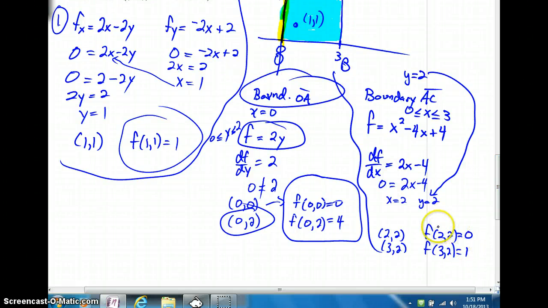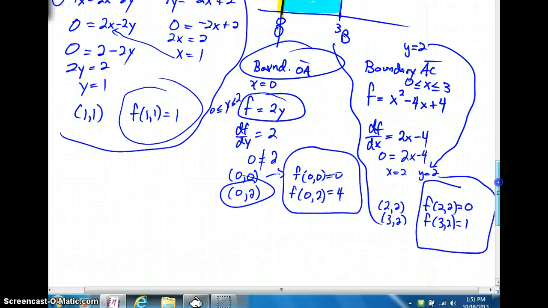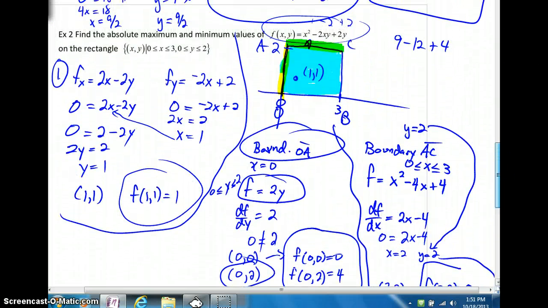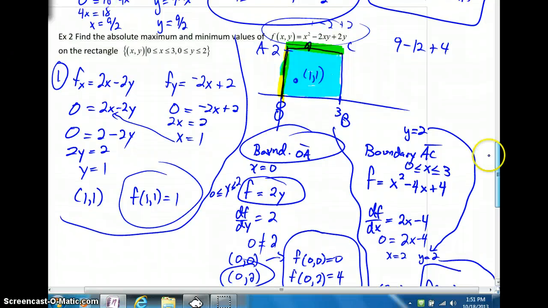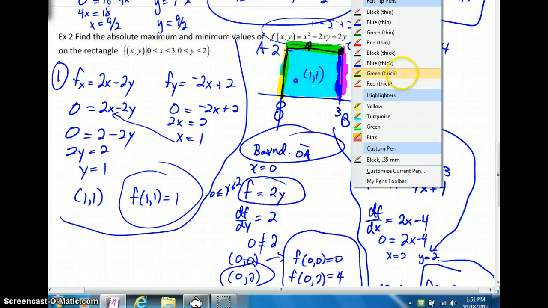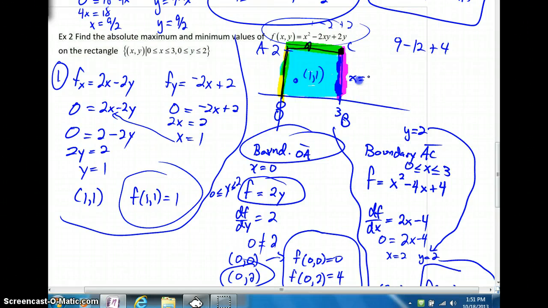So here are some other values that we can consider. Let's see. Well, we had boundary AC. How about we take a look at the boundary on BC? Boundary for BC is right here. You might wonder, well, what line is that? That's the line x equals 3.